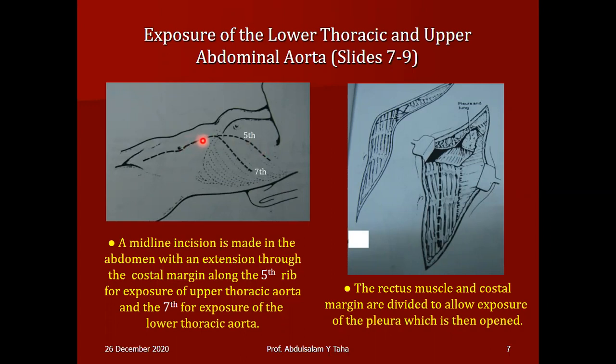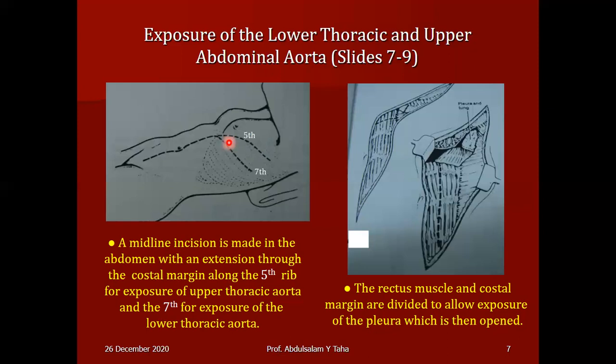After dividing the abdominal muscles, the rectus abdominis muscle, we have to divide the costal margin, the cartilaginous costal margin, and later on you have to divide the diaphragm as well.